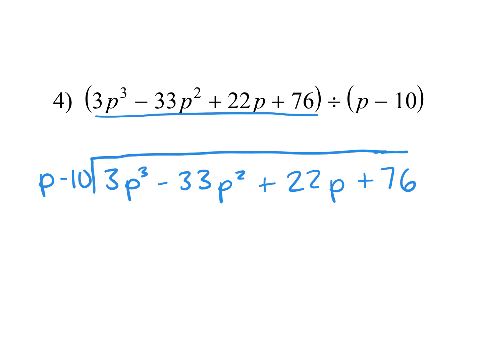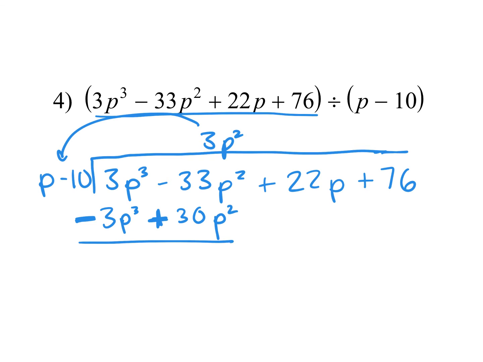Divide. So if I have 3p cubed and I take away a p, what am I left with? 3p squared. After I divide, I multiply. So I have 3p cubed and 3p squared times negative 10. Negative 30p squared. What's next? Change a sign, change a sign. So the first ones cancel. What is negative 33p squared plus 30p squared? Negative 3p squared.